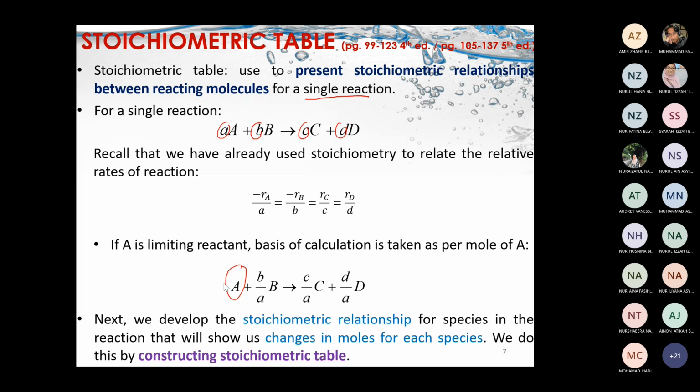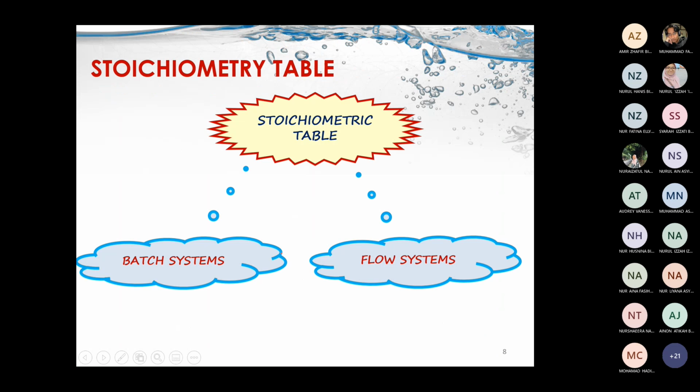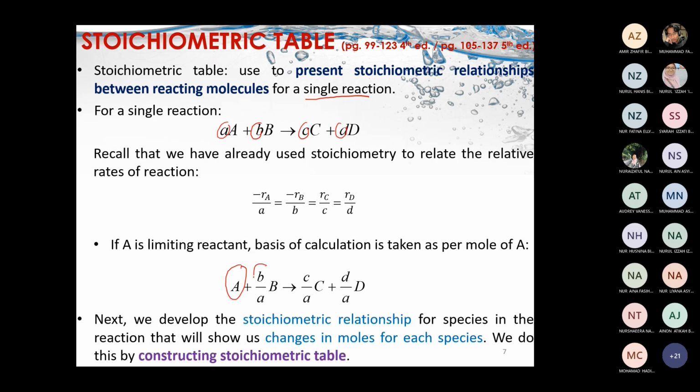So you have to divide all the compounds here, which is B, C and D, with the stoichiometry of A here.